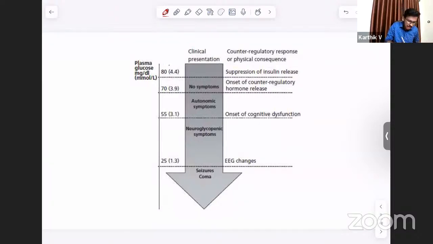The first thing that is going to happen when the blood glucose touches around 80 milligram per deciliter is the suppression of insulin release. So you can tell that this is the first line of defense against hypoglycemia. At this time, the patient will not have any significant symptoms, around 80 milligram per deciliter. So once the blood glucose falls below 70, there occurs a surge of counter-regulatory hormones.